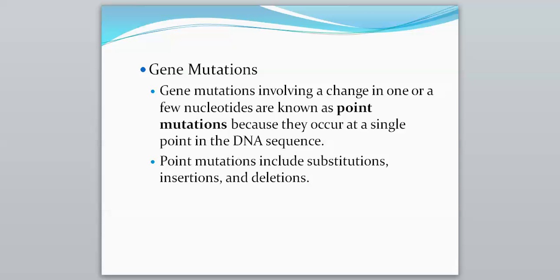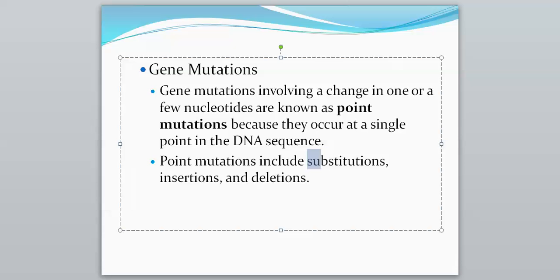Our first gene mutation involves a change in one or a few nucleotides, and those are simply known as point mutations because they occur at a single point in the DNA sequence. Pretty simple. Remember the A, the T, the C, or the G. And there are three types. These include substitutions, insertions, and deletions.